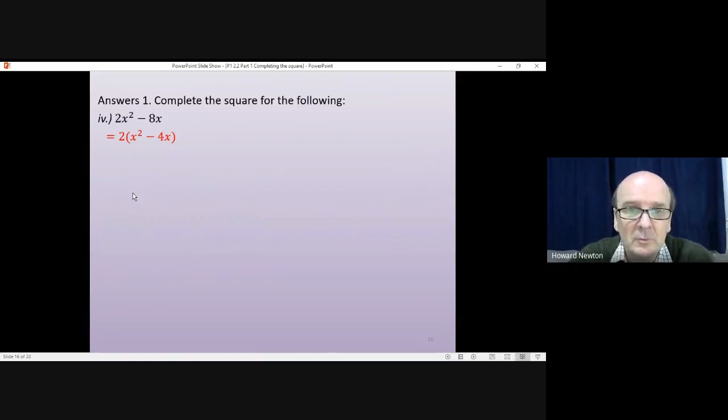Makes life an awful lot more difficult. Take out 2, factorize the 2 terms, and then treat x squared minus 4x in the same way as the other questions. So you'll need big brackets for this, and when we complete the square, we'll get x minus 2 squared, as before, and then take away 4, because of the 4 we don't want. Then you multiply the brackets. That gives you 2 into x minus 2 squared minus 8.